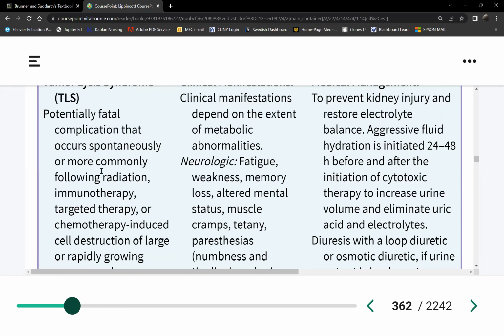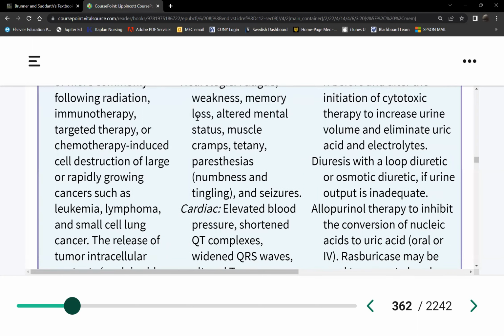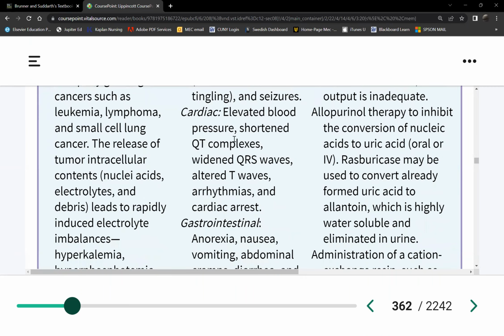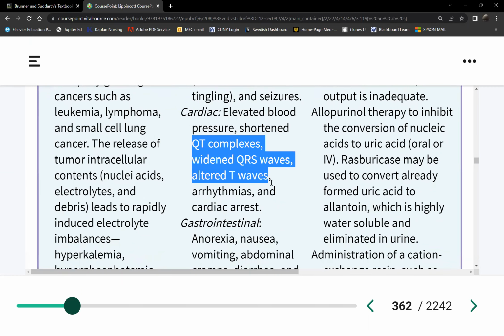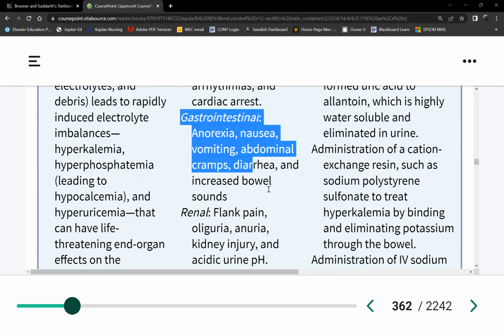So management, what are the interventions? Signs and symptoms first. You already know gout, you already know hyperkalemia. So here are your manifestations. Weakness of the muscles, right? That's hyperkalemia, same as hypokalemia. Elevated blood pressure, shortened Q waves. What's the manifestation on the monitor for hyperkalemia? Peaked T waves. Very good. And GI symptoms, there you go.